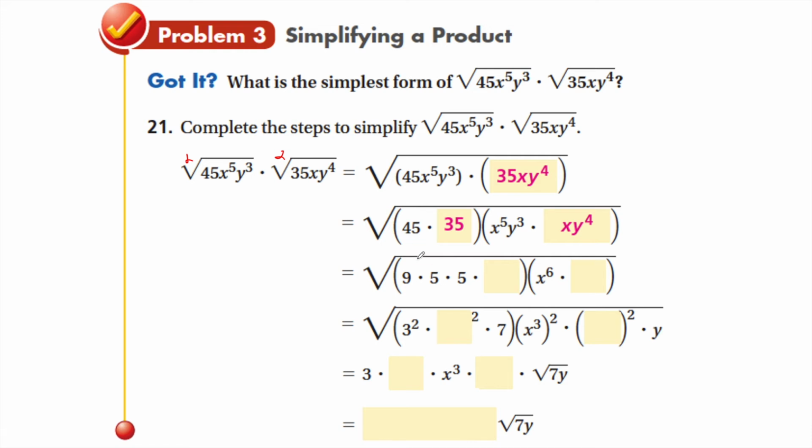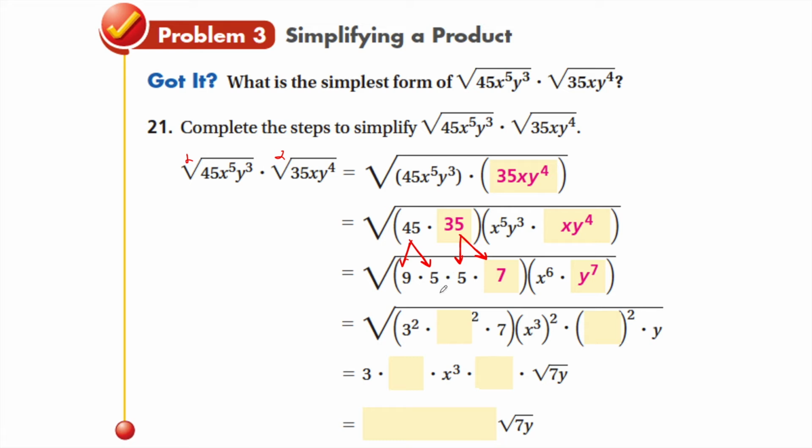Now, what they're saying here is that 45 is the exact same thing as a 9 times a 5. And they're doing it because they know that 9 is going to be 3 squared, and they also see that 35 is going to be a 5 times a 7. And since we also have another pair of 5, we're going to realize that 5 times 5 is the same thing as 5 squared. But on the other side, we're just going to add all the exponents up. So 5 plus 1 gives you the x to the 6th, and 3 plus 4 will give you that y to the 7th power.